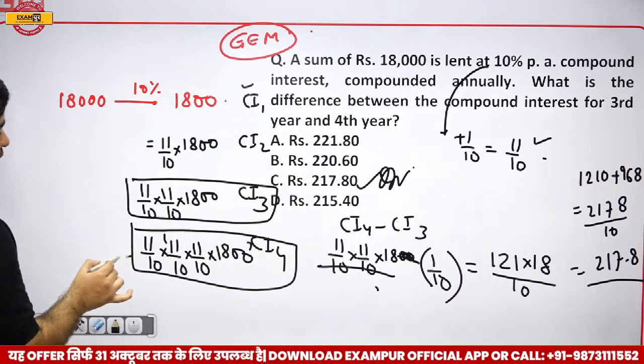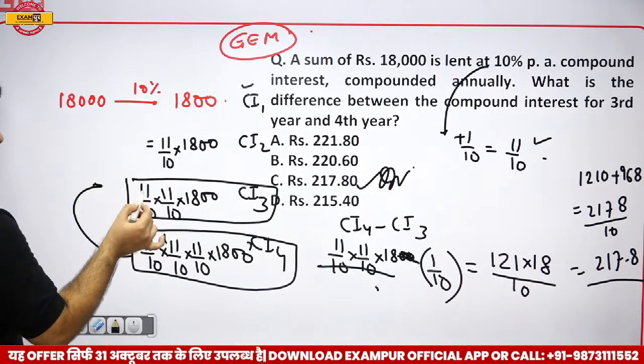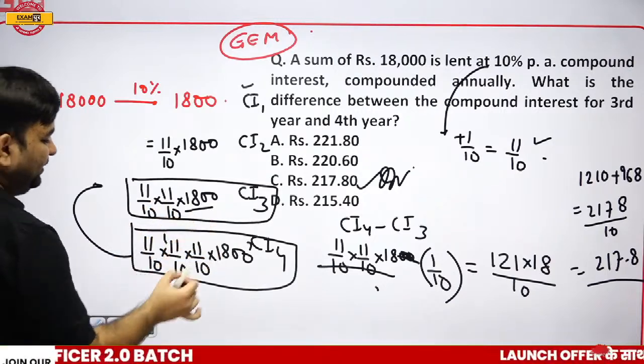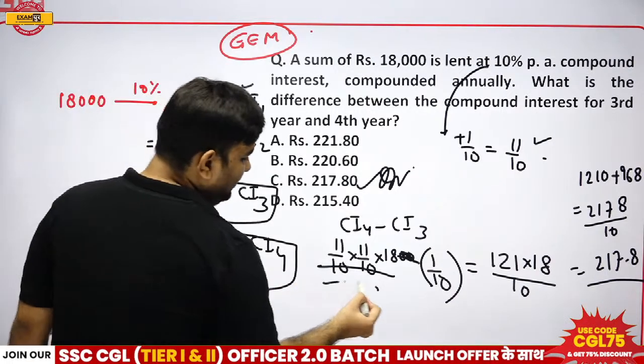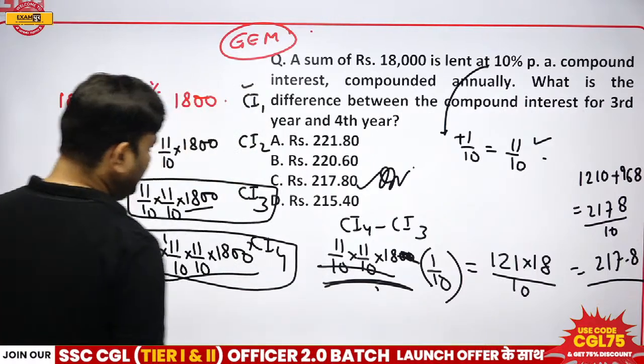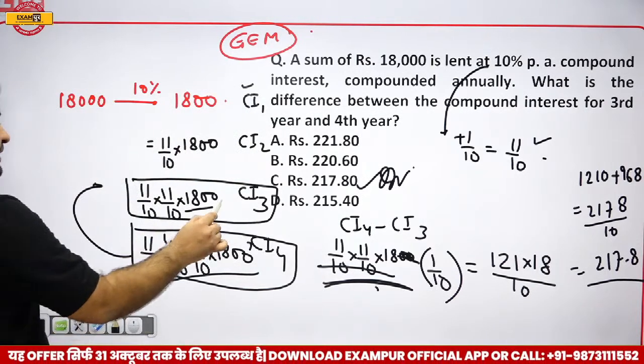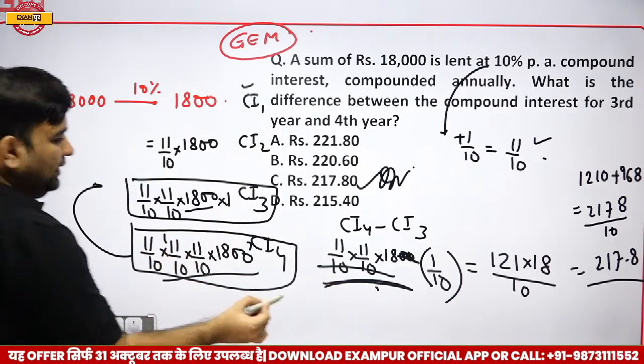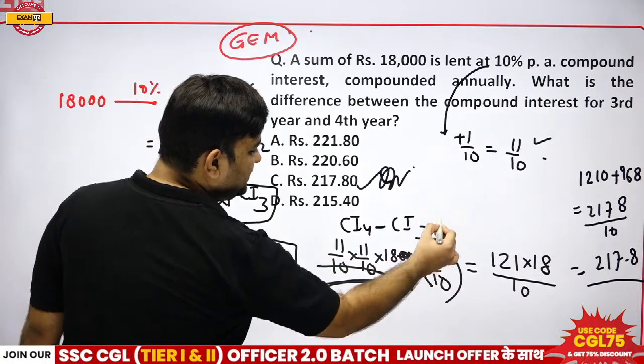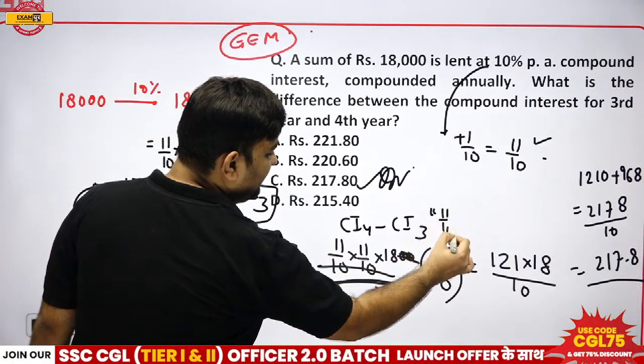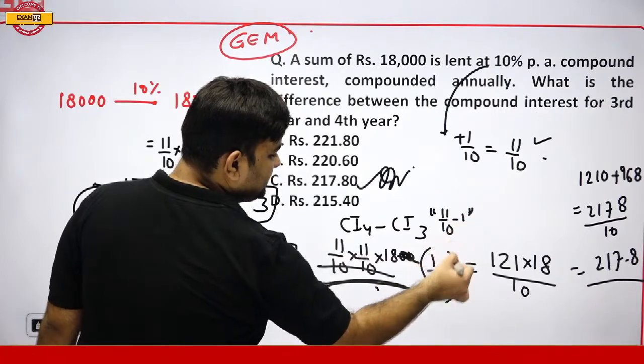From CI for 4th year minus CI for 3rd year, I have taken 11 by 10 into 11 by 10 into 1800 common. Then 11 by 10 minus 1, which is 1 by 10.